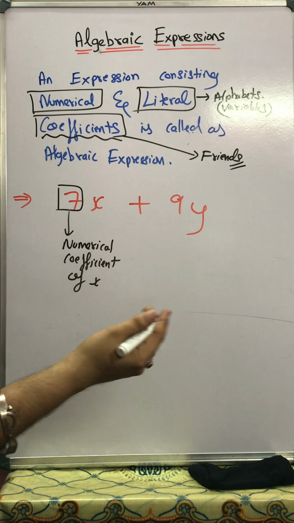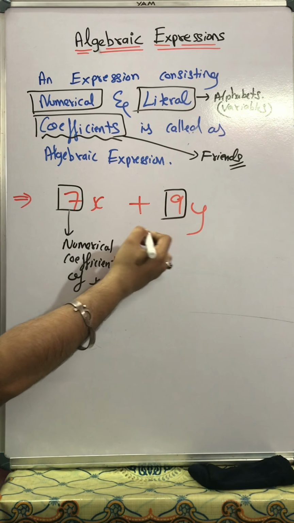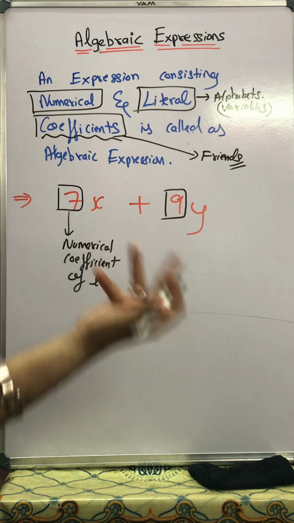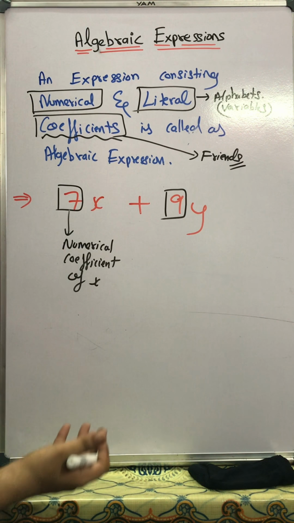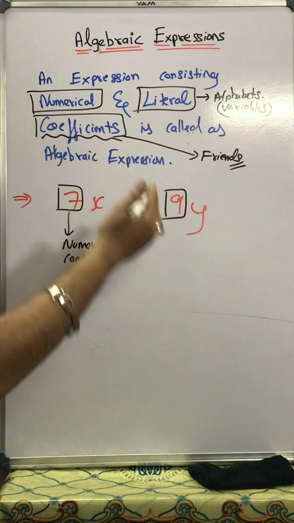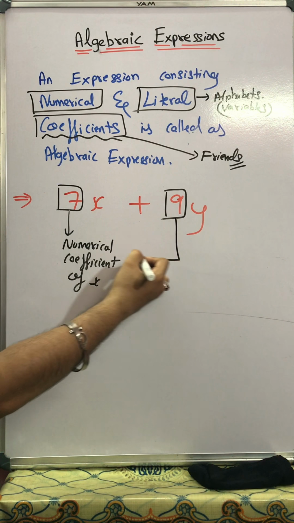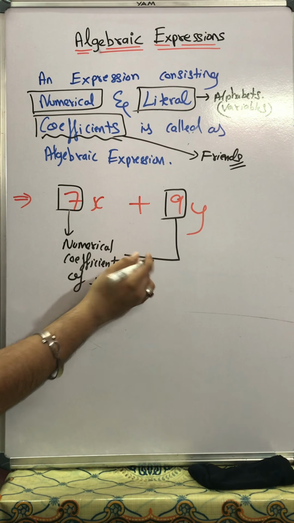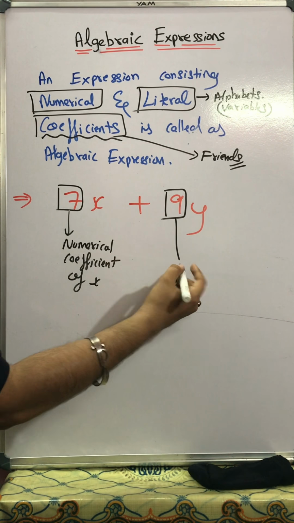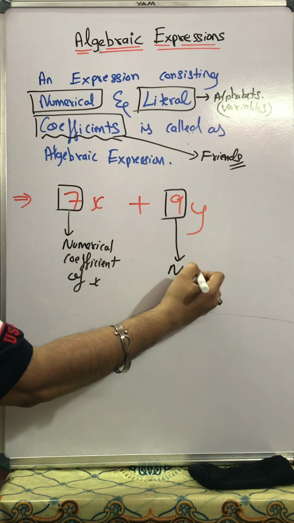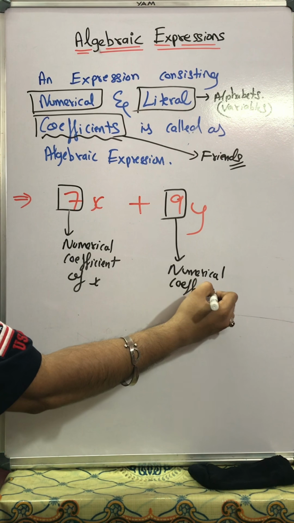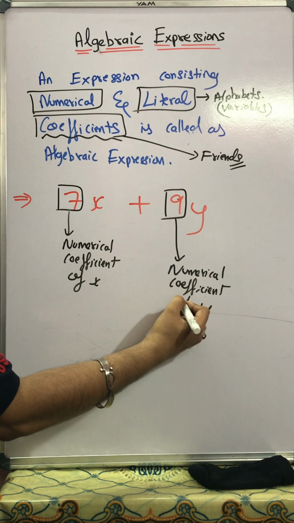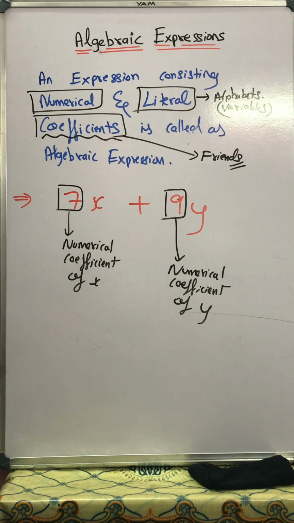Can you say something about this 9? Yes, 9 is also a friend of y. Which type of friend is he? 9 is a numerical friend. And the other word for friend is coefficient. So 9 is also a numerical coefficient, but this time of y. So I'll write here numerical coefficient of y.